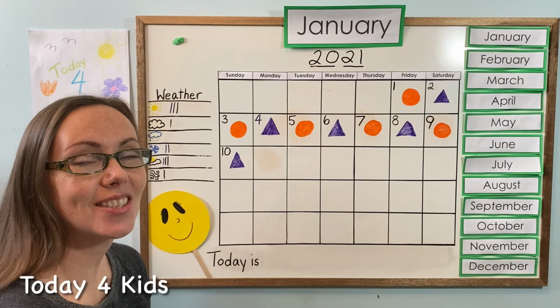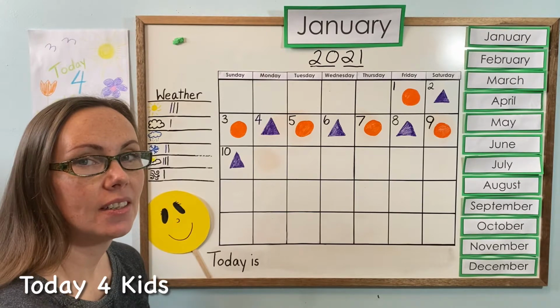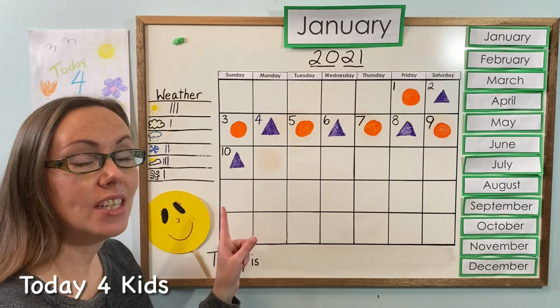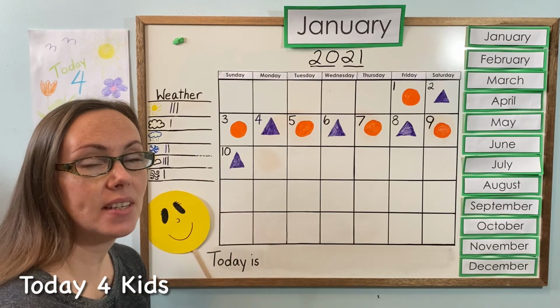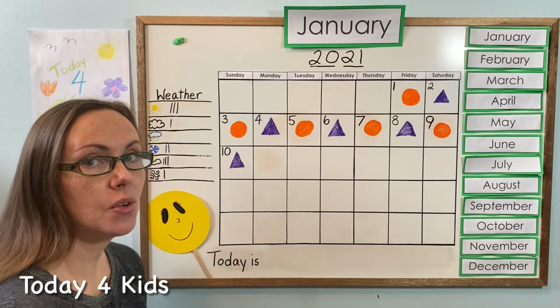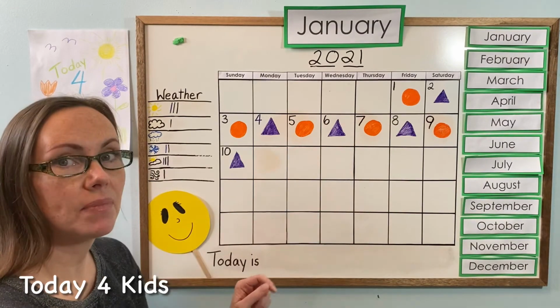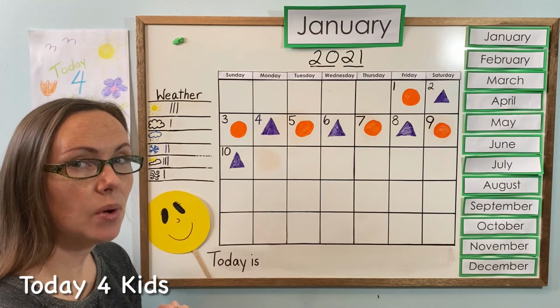Hello friends, do you know what day it is today? Can we figure it out together? If you look on the board, can you see where the last day was that we colored a shape for our pattern? If you look at all the squares, these ones are all empty and these ones all have a shape in them. Can you find the last one on the board?